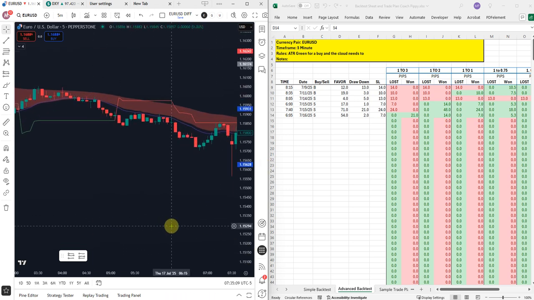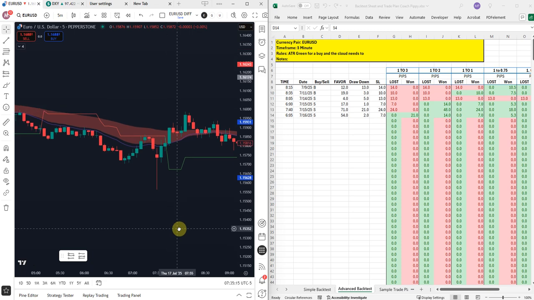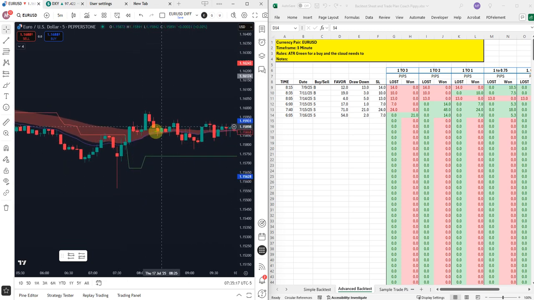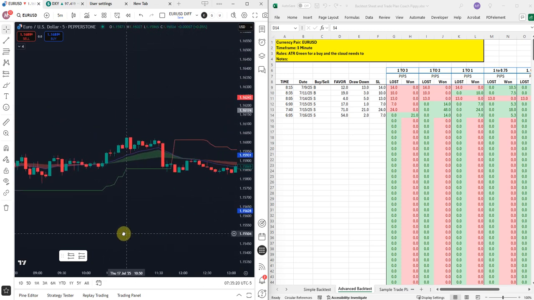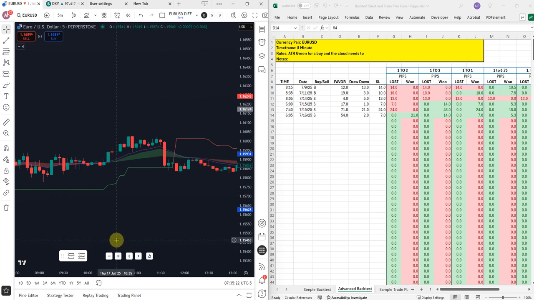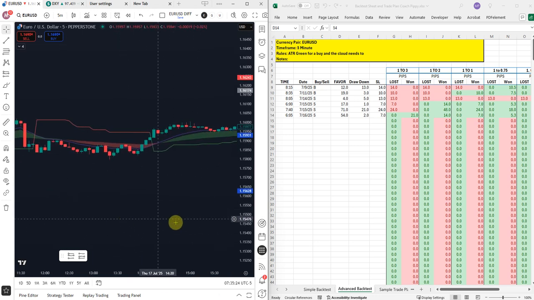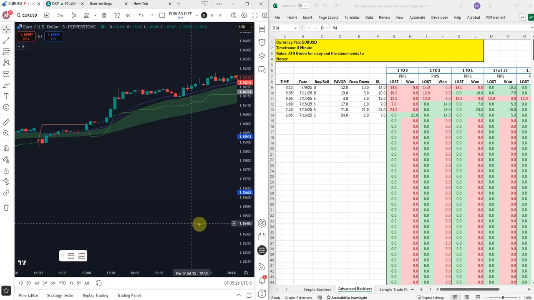All right, here's 6 o'clock. We've gone too far past when that's happened. Green, but we're still red there. And it finally turns green, but it's past our trading window. Go on to the next day.